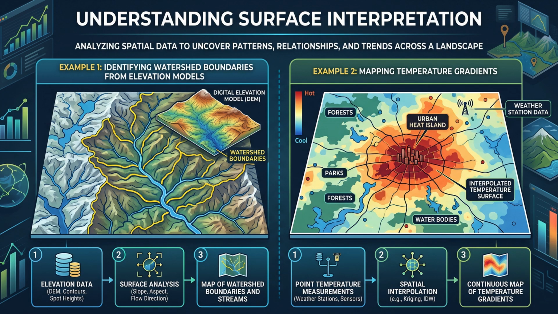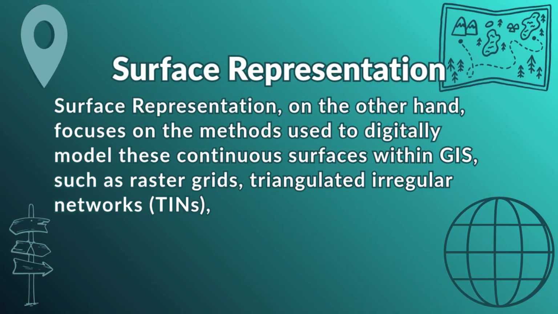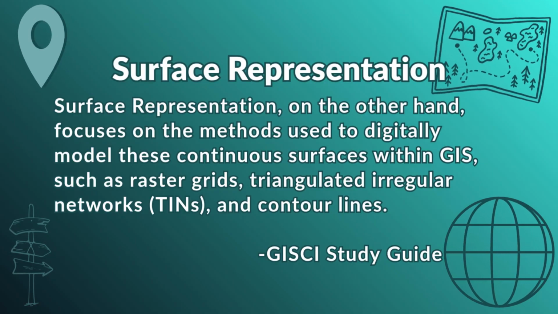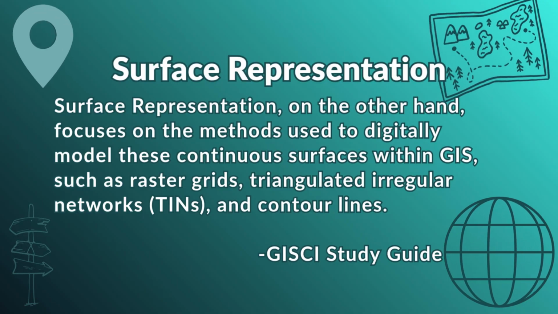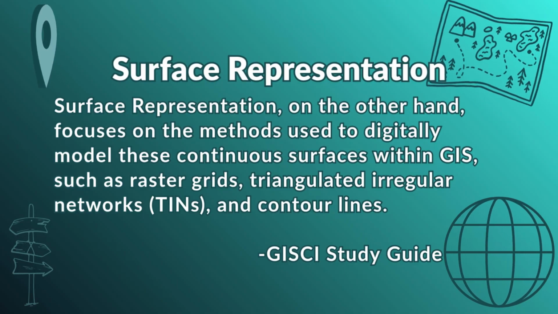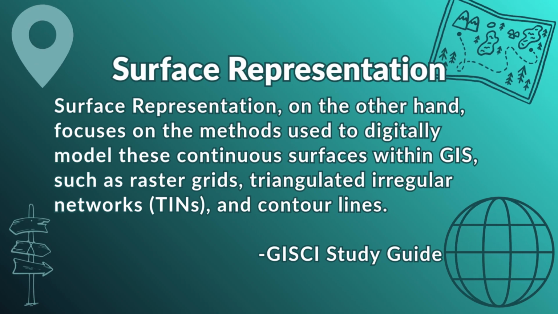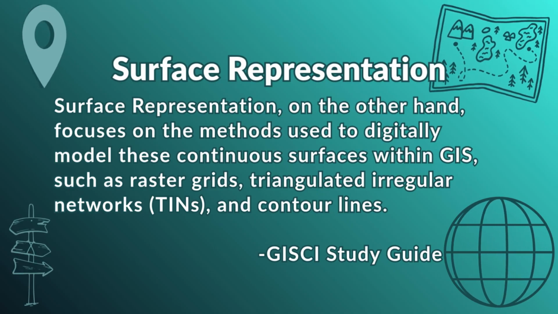That's spot on. Surface representation, on the other hand, is the technical architecture. The structural side. It focuses on the actual data structures and methods we use to digitally model those surfaces inside a computer system. This is where you get into the hard mechanics of tools like raster grids or TINs, which stands for triangulated irregular networks, right? Let's break down the mechanics of those representations because they handle data completely differently.